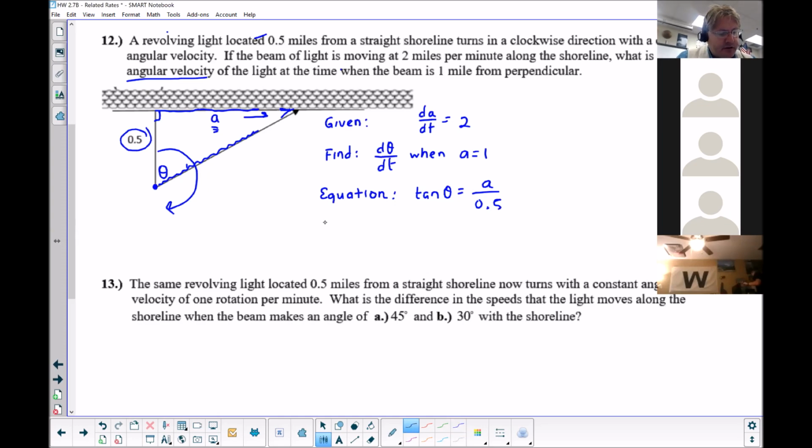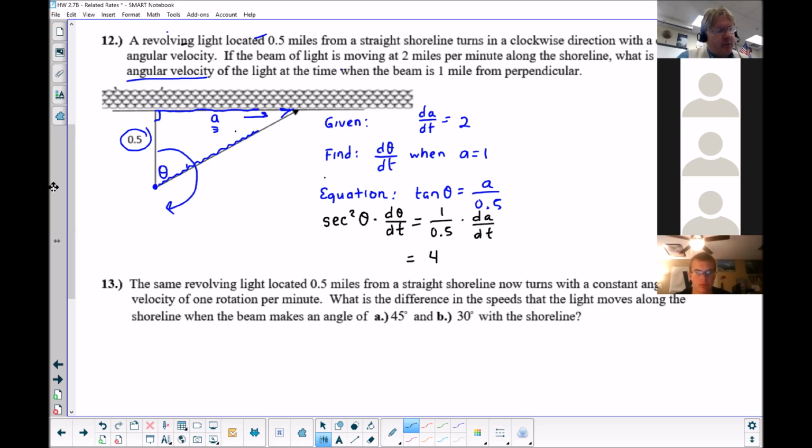That's going to cause for a fairly easy derivative. I'll switch colors here to break the monotony. So the derivative of tangent is secant squared theta, tack on d theta dt. And then when we take the derivative of the right side, we would have 1 over 0.5 times dA/dt. And now all we have to do is plug in the stuff that we know to find the stuff that we're trying to find. So if we let dA/dt be 2 divided by 0.5, is that 4? I believe that's 4, right? 2 divided by 1/2. So you'd have 4 on the right side.